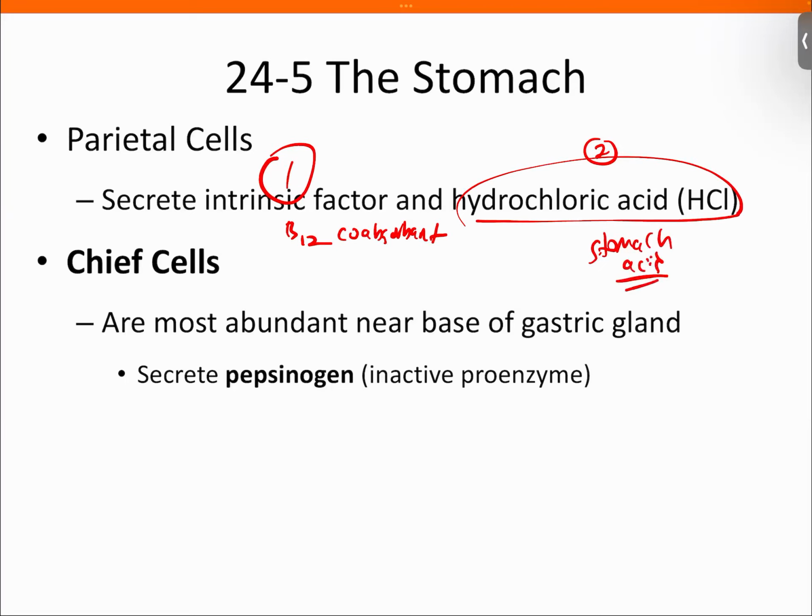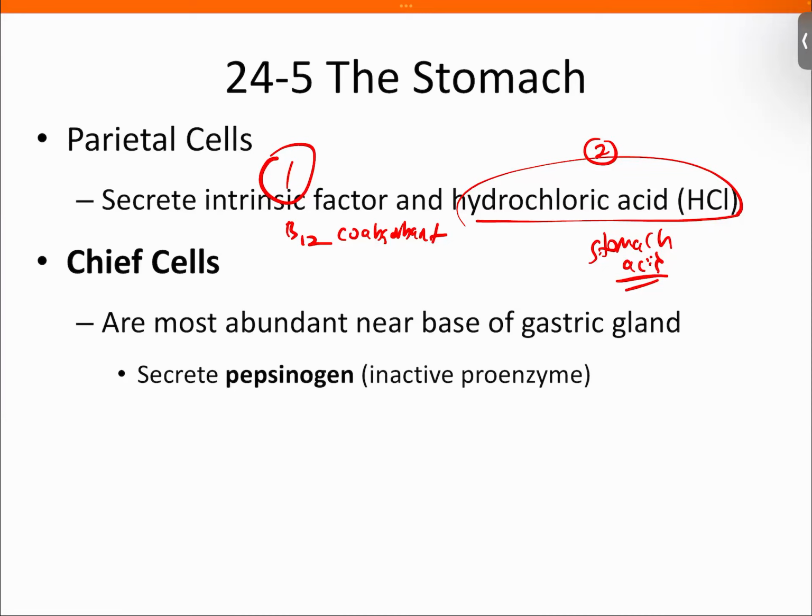So these guys are critical, right? These guys are making your stomach acid, and they're also making intrinsic factor, which you need in order to get your B12. If you don't have intrinsic factor, you don't get B12. You don't have B12, you don't have heme. You don't have heme, you don't bind oxygen, you're dead. So intrinsic factor is critical, critical, critical.